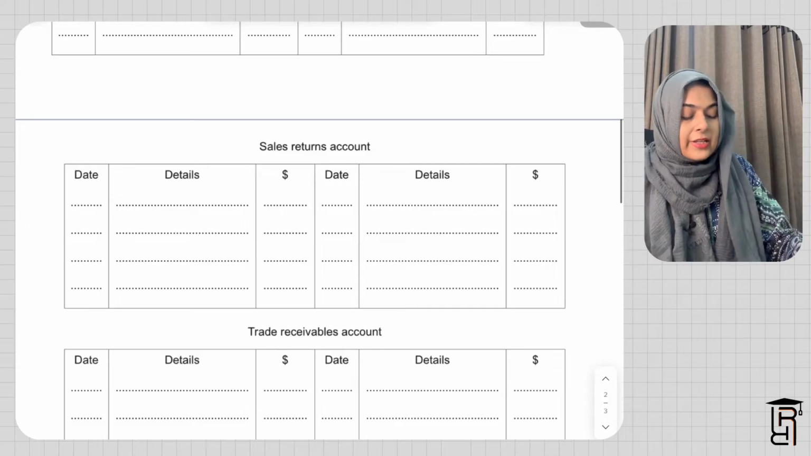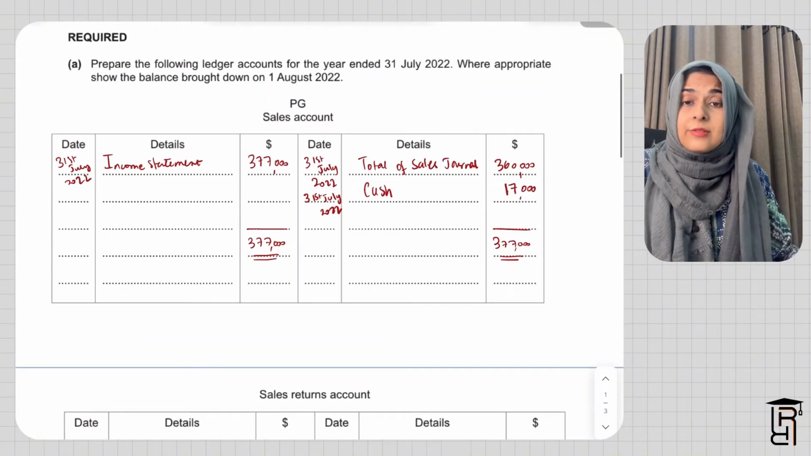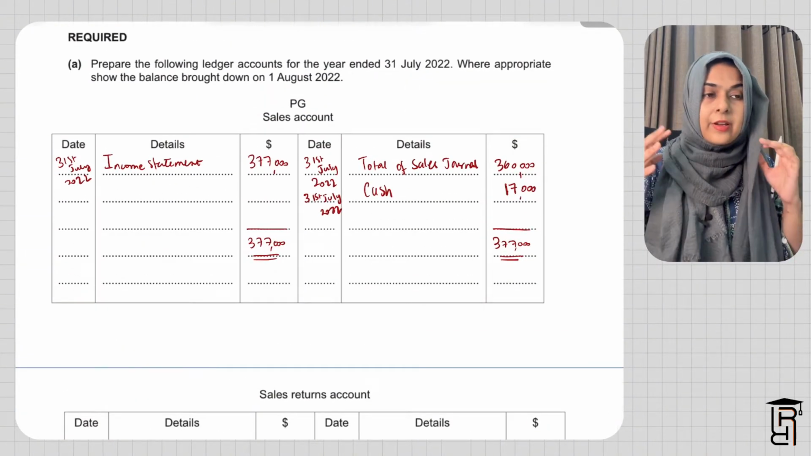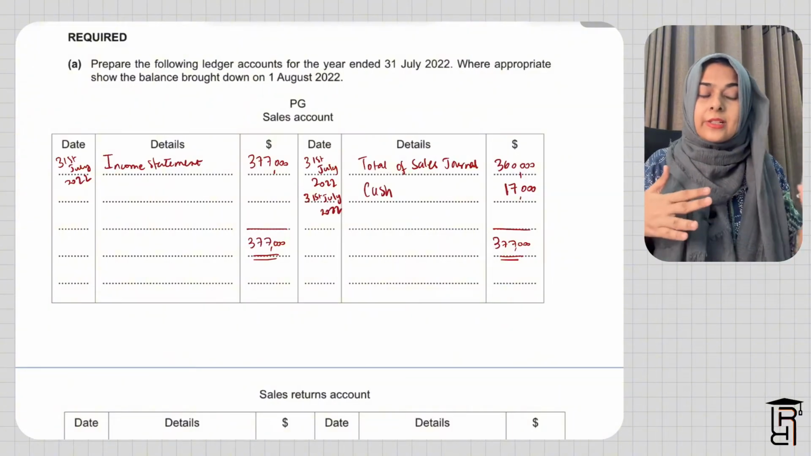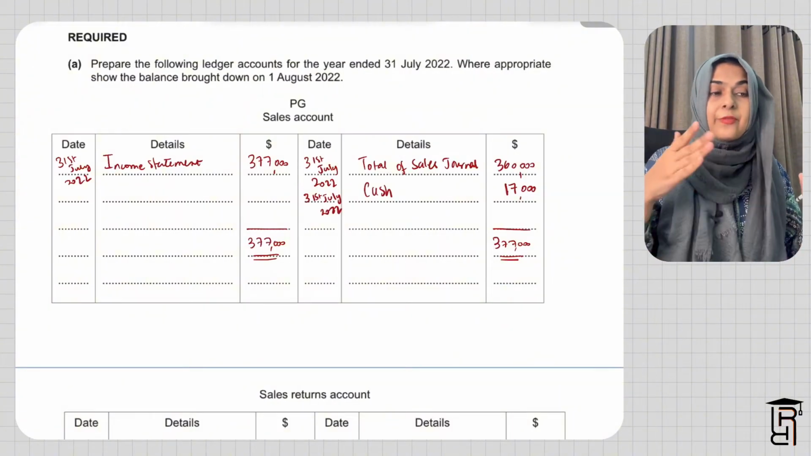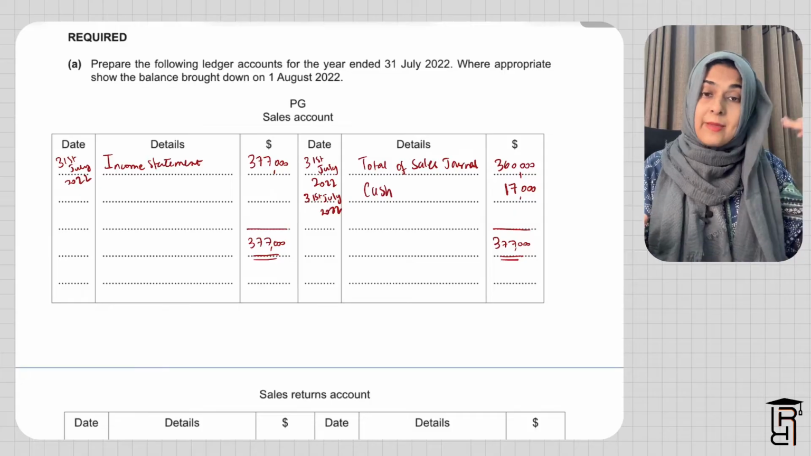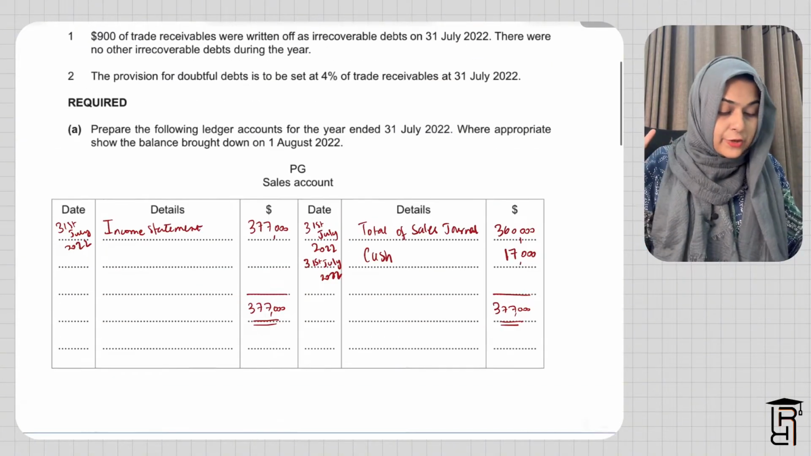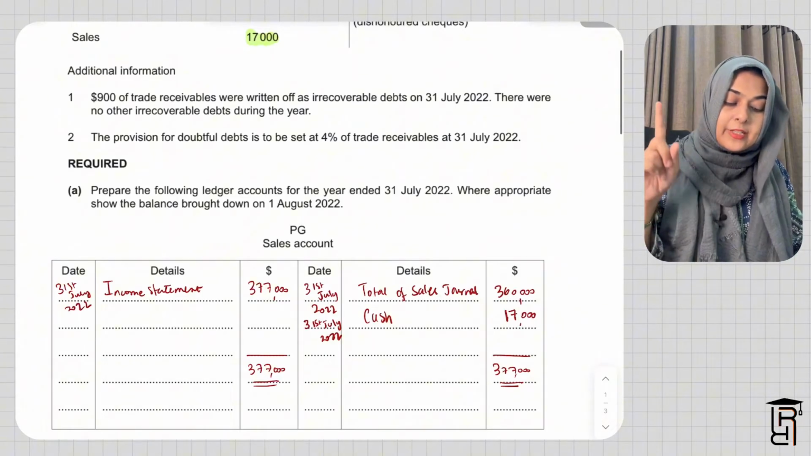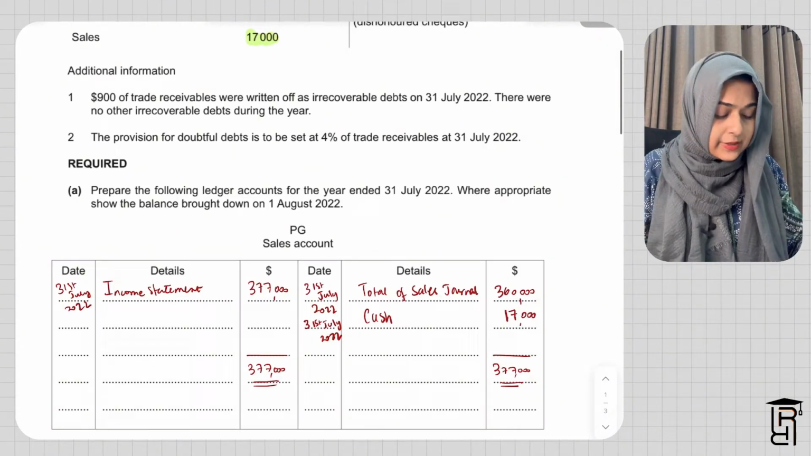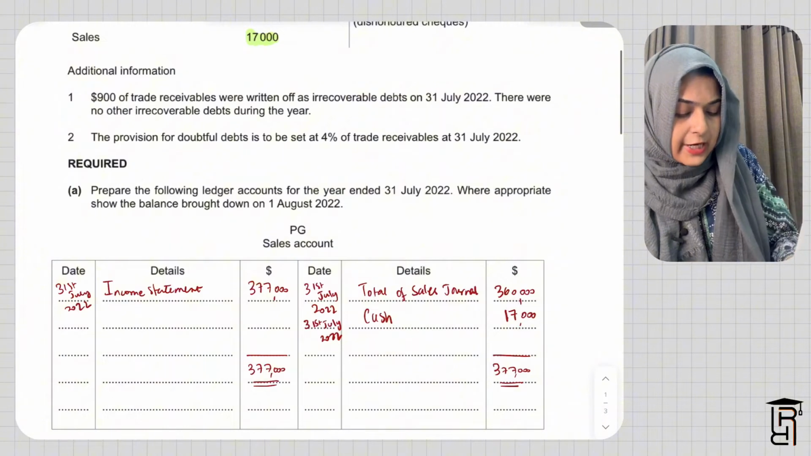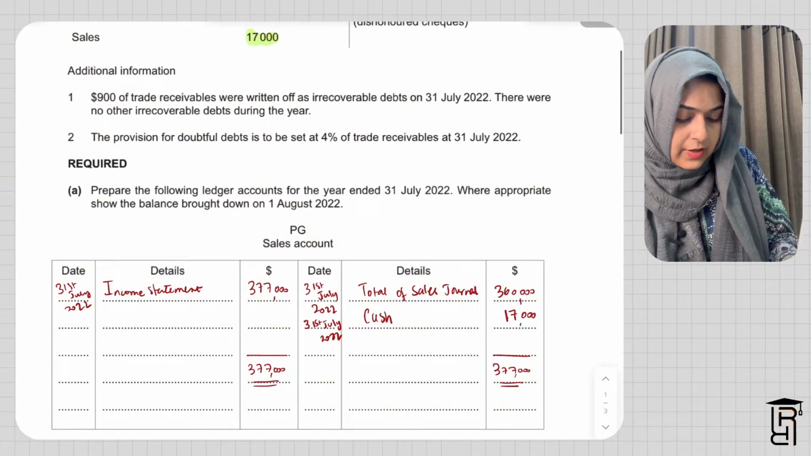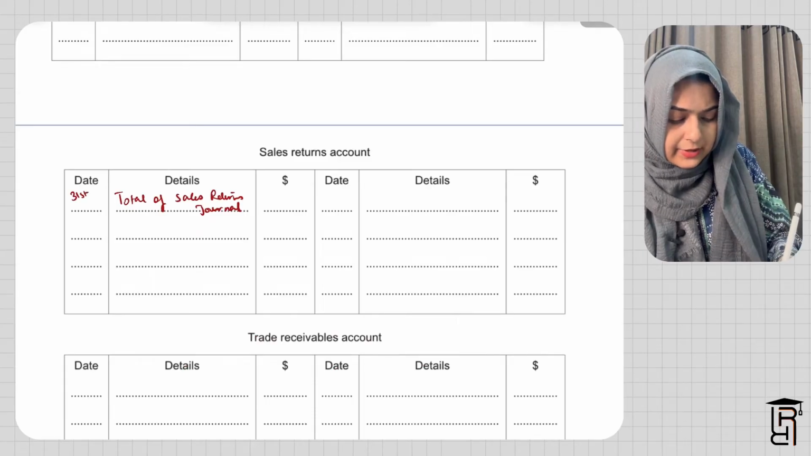In the next account they are saying make the sales returns account. So sales returns account is always debited. If revenue is a credit, sales returns is opposite of revenue. It's like when we sold goods, but some of the goods came back to us because our customers found them faulty. So what I need to do is post the sales returns journal total in the sales returns account. I will debit this account. I'll write here total of sales returns journal, and this will be 31st July 2022.